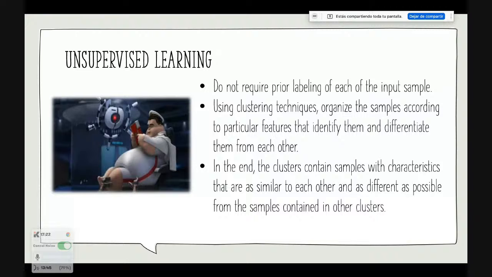There is no teacher or prior knowledge, so the model must infer and discover the knowledge contained in the data. This approach is the most used in data mining and also in data description tasks. In their operation, unsupervised learning algorithms use similarity metrics and frequency, and the most popular algorithms of this approach are clustering algorithms and associative models.